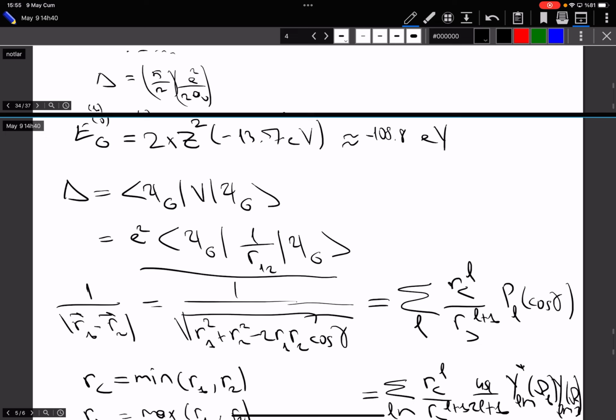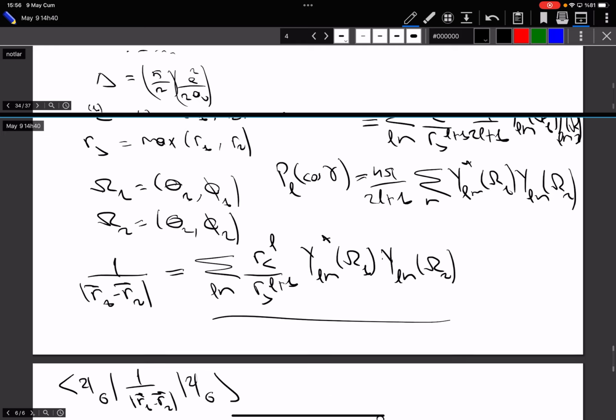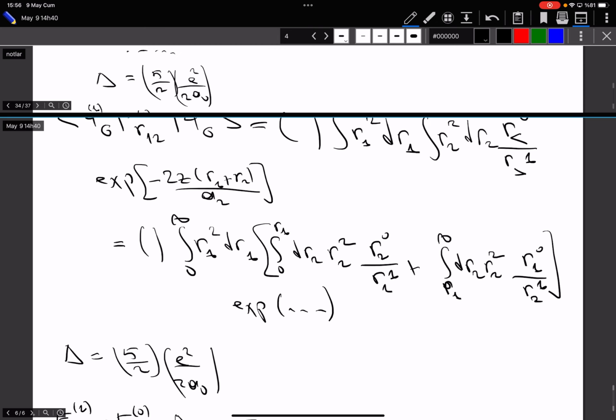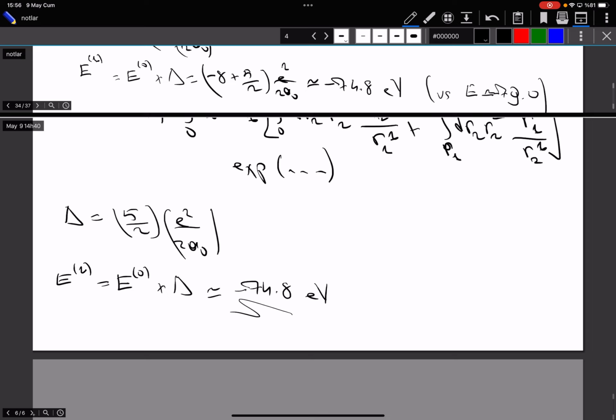But then we look at the first correction to the energy. That is nothing but the expectation value of the potential for this wave function. It contains a complicated integral, but there's an identity you can look up that tells you how to separate the different angular components from each other. Then you calculate it, and you get the energy, which is minus 74. Much better. The exact energy was minus 79. So it's a much better approximation.